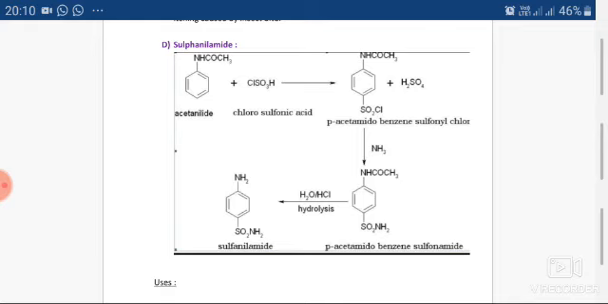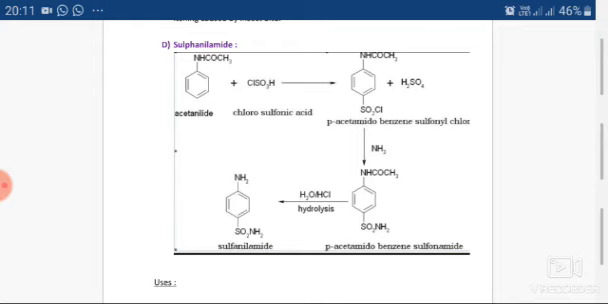This sulfonyl chloride undergoes amination or ammonolysis with ammonia to form the sulfonamide, which on further hydrolysis or acid hydrolysis gives you sulfanilamide.